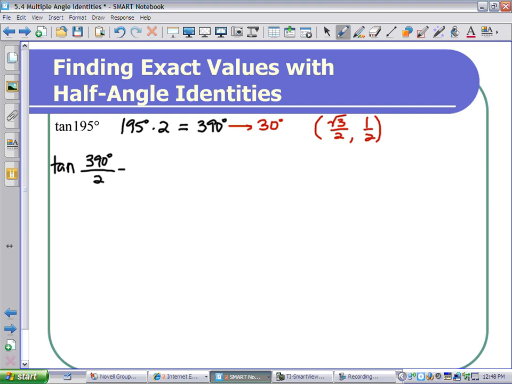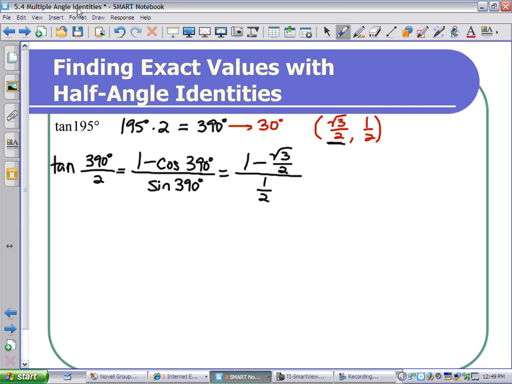And if we look at our half angle identities, I've got 1 minus cosine u, and u being 390 degrees, all over sine of u, and u being 390 degrees. And we're going to think of those 390 degrees as 30 degrees because that's the coterminal angle. So here we have 1 minus the cosine of 390, and cosine is the same as the x, so we have square root of 3 over 2, and sine of 390 degrees as 1/2. Well, now we need to reduce.